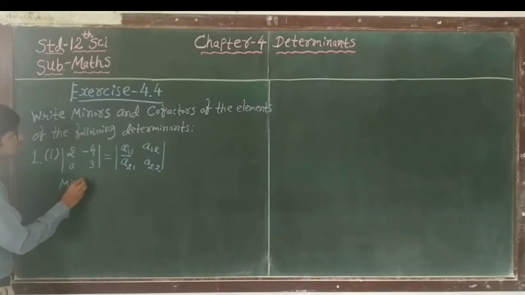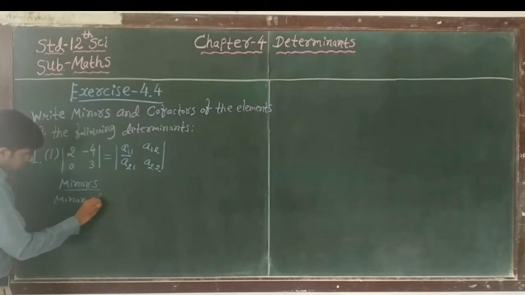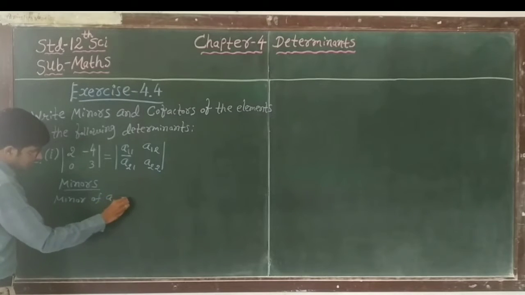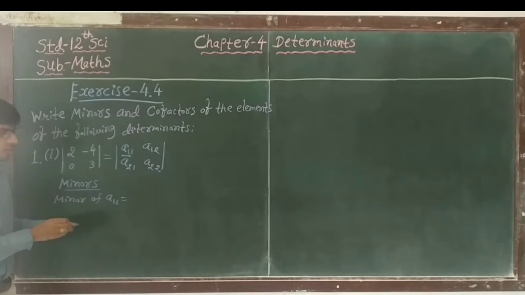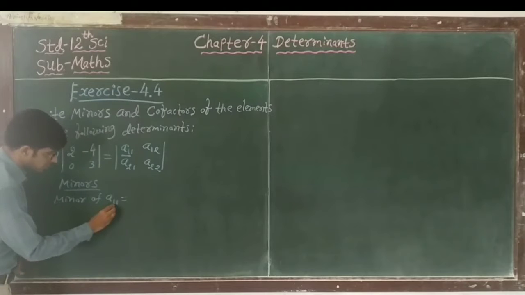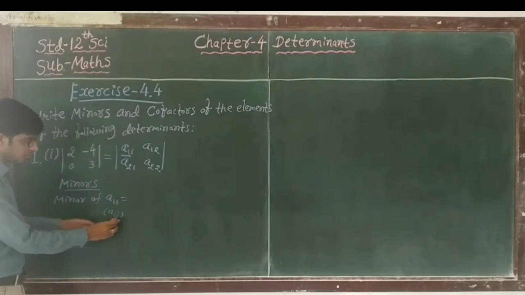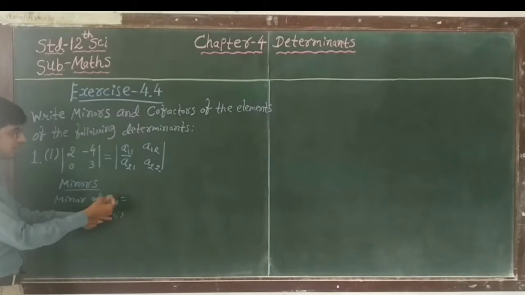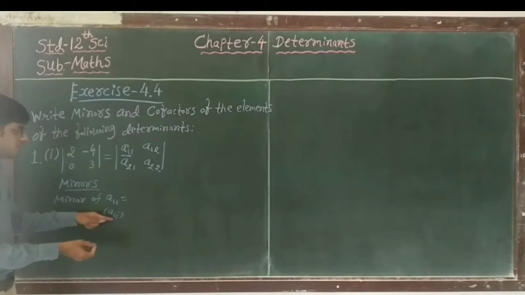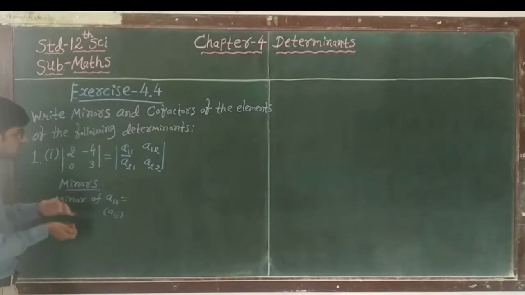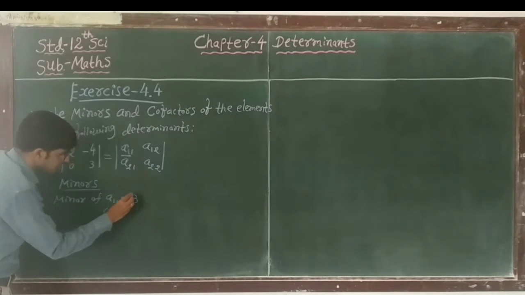First find the minor of A11. How do we find the minor? We have to remove the first row and first column, because in Aij, i means row and j means column. The remaining elements give the minor of A11. So we remove the first row and first column. It gives 3. So M11 gives 3.